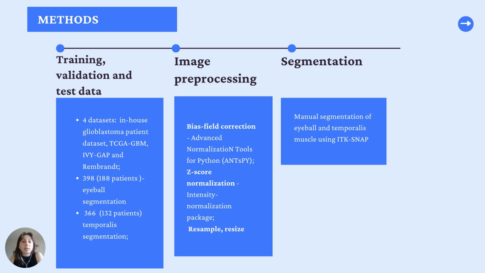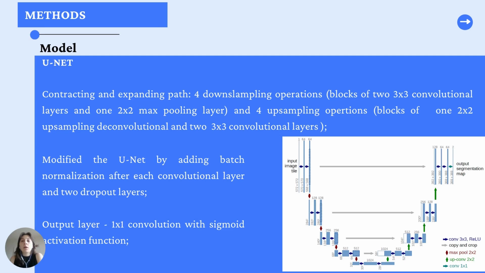For image preprocessing, we have done bias field correction and z-score normalization, which are important when working with MRI imaging. We have also resampled and resized the images. For segmentation, we have done manual segmentation of both eyeball and temporalis muscle using ITK-SNAP software. For the model, we used an existing implementation of a 2D UNET in Keras and TensorFlow.